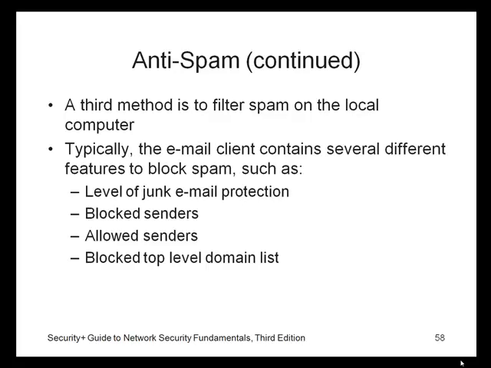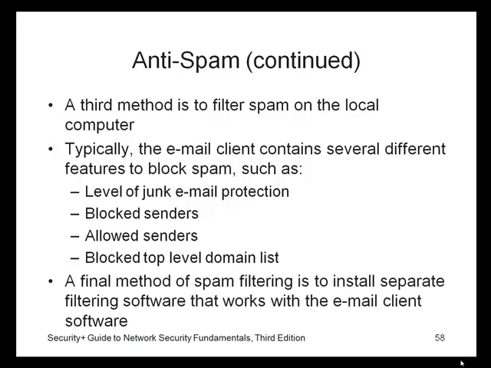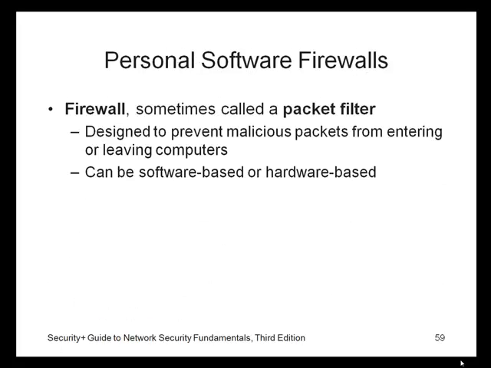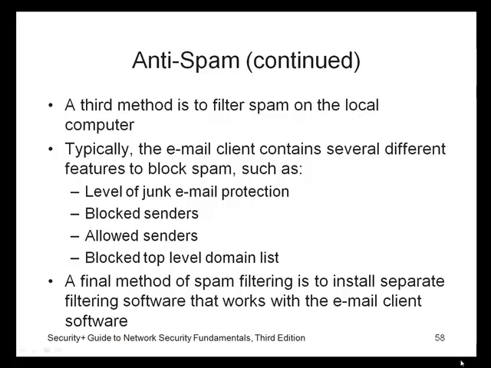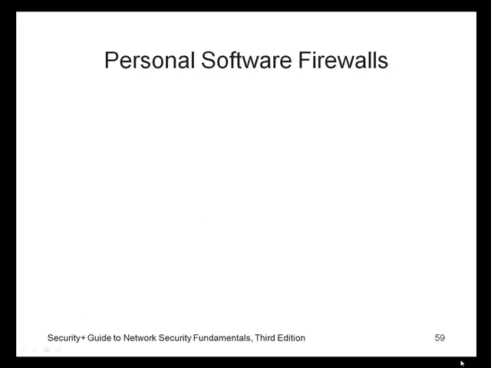On the local computer, we can have block senders, allowed senders, block top-level domain lists, and junk mail protection, how far you want to go into that. And then the Bayesian filtering, which are third-party programs that you put on the machine that will do the spam filtering for you. Install a separate filtering software with the email client software. What they do, they call Bayesian filtering. It compares what you say are spam and what you say are valid emails and looks for word entries in those to make a determination of whether it's valid or not.